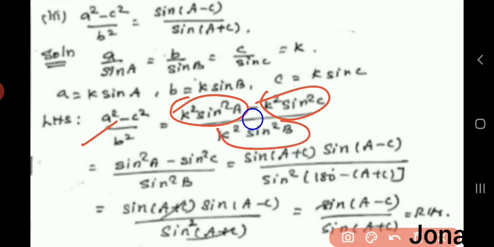Okay, I want to take the left hand side as a square minus c square by b square. Substitute each and everything here. Instead of a square, I can have k square sin square a. For c square, k square sin square c, and for b square, k square sin square b. And then take the common factor k square at the numerator, so that k square gets cancelled. After the cancellation we have sin square a minus sin square c divided by sin square b.